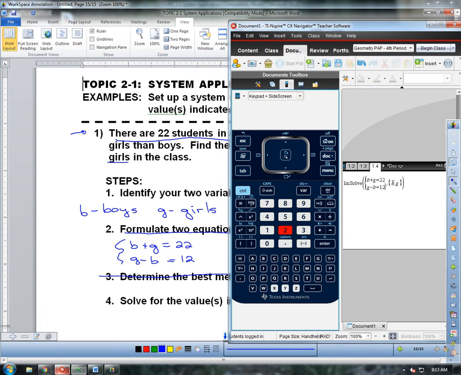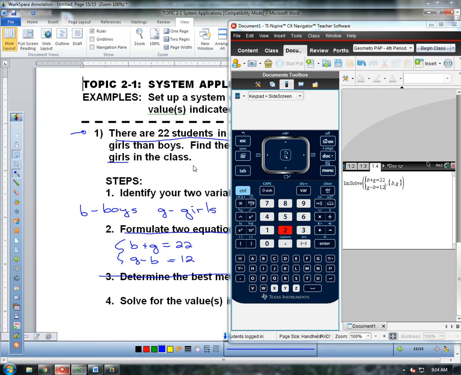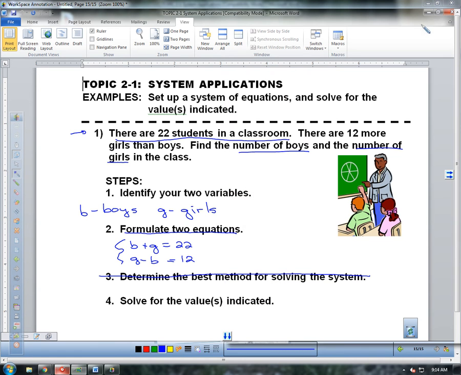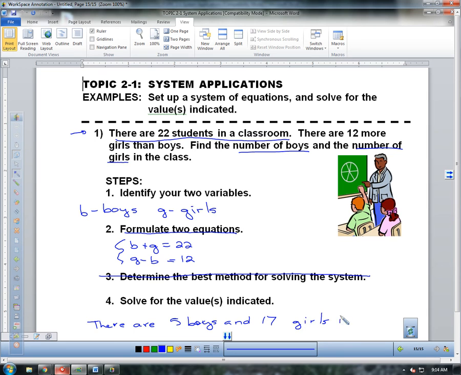Notice that it tells me that my answer is going to be number of boys first and then the number of girls. So when I hit that, it says how many boys and how many girls are in the class. Well, there are 5 boys and 17 girls. On these, I want you to answer in a complete sentence. There are 5 boys and 17 girls in the class.